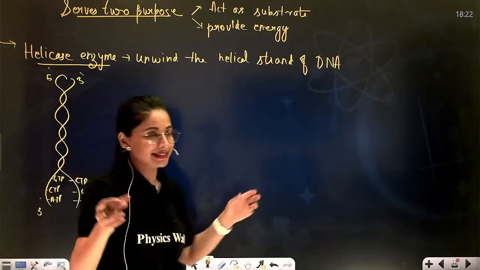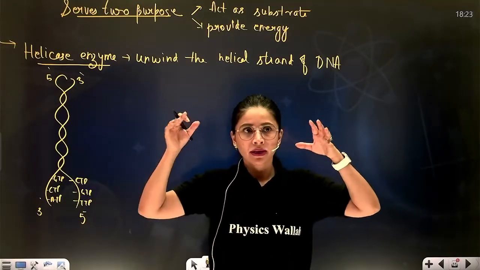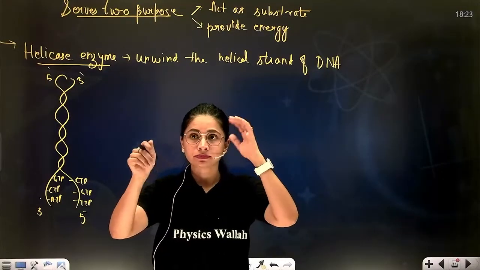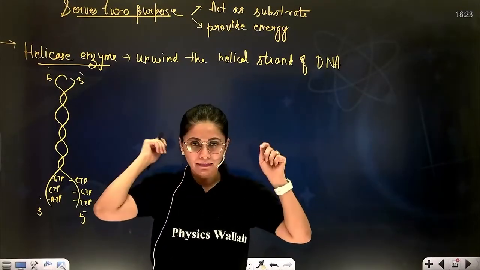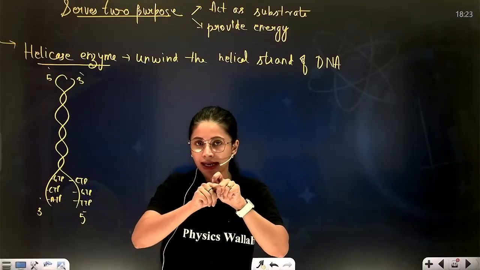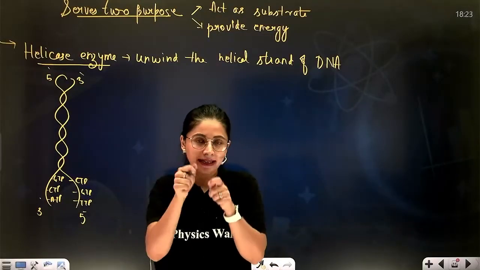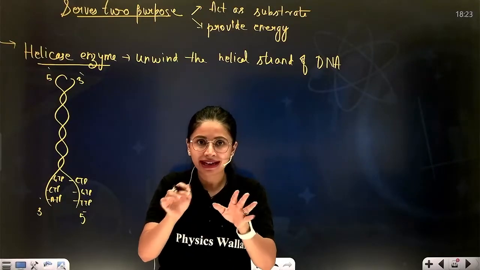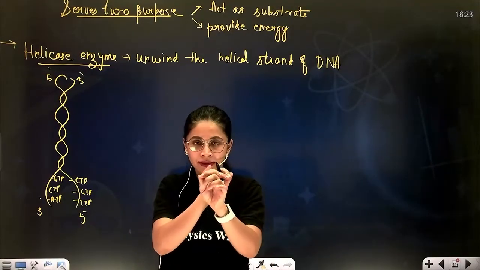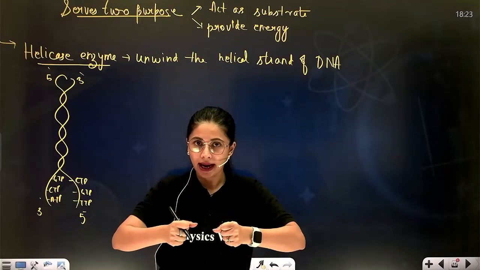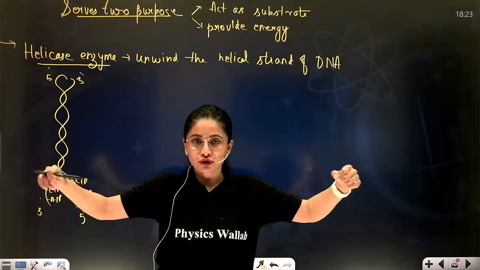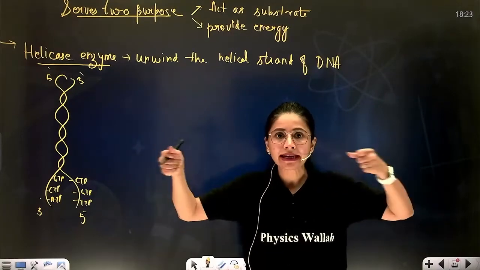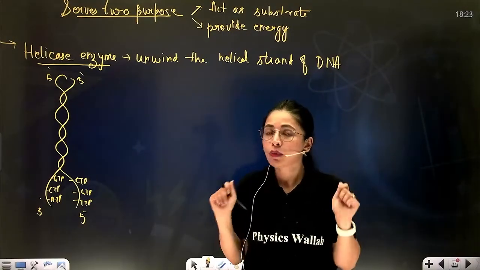Okay, imagine there is a ponytail. The ponytail is in braided form, right? Now, if I am having a braided ponytail and I want to open it, one way is that I properly unwind it. Another way is that I hold the two ends and I pull it. So helicase will unwind the DNA by just pulling it, but not properly unwinding it.